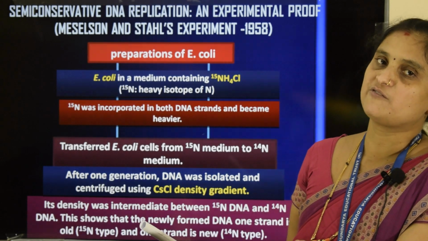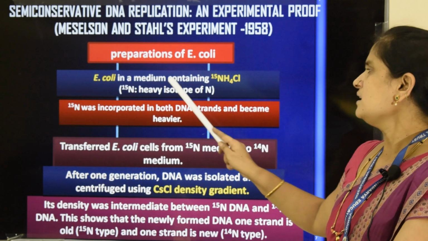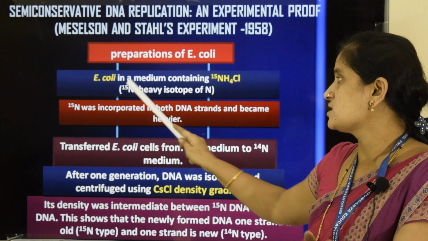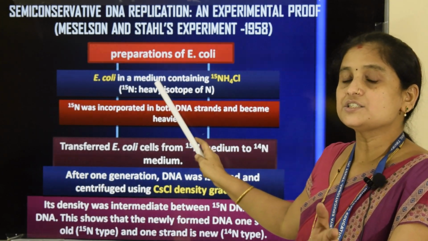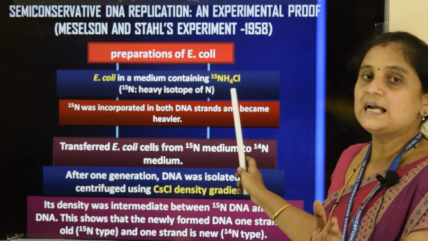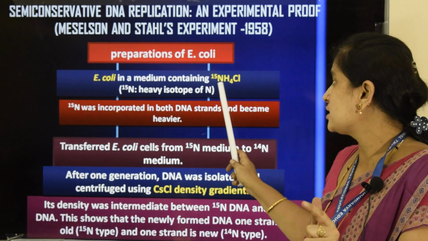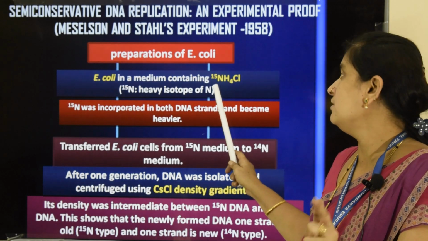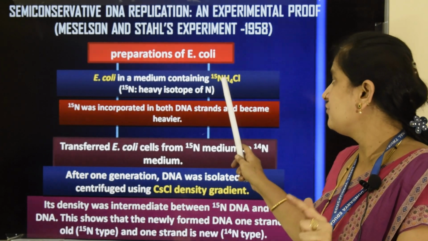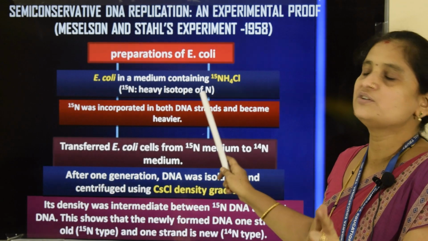So how did they perform it and what did they take for their experiment? They took Escherichia coli bacteria and cultured them first in a nutrient medium containing ammonium chloride, where the nitrogen was made to be N15. N15 is a heavy isotope of nitrogen.